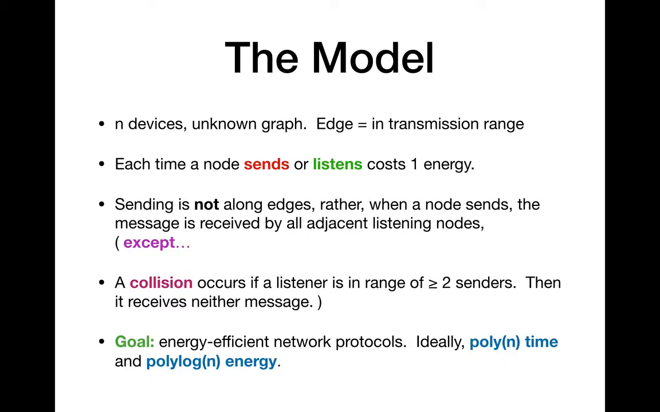The sending of a message is not along a specific edge, but a node simply decides that it's going to send a message, and that message will be received by all adjacent nodes that happen to be listening, except if more than one node is sending which is in range of you, then there's going to be a collision where you don't get to receive any of those messages.